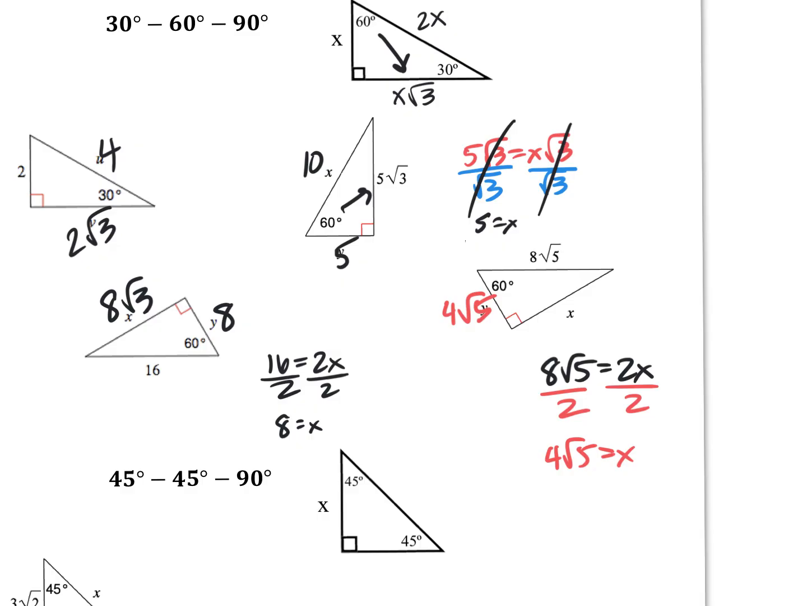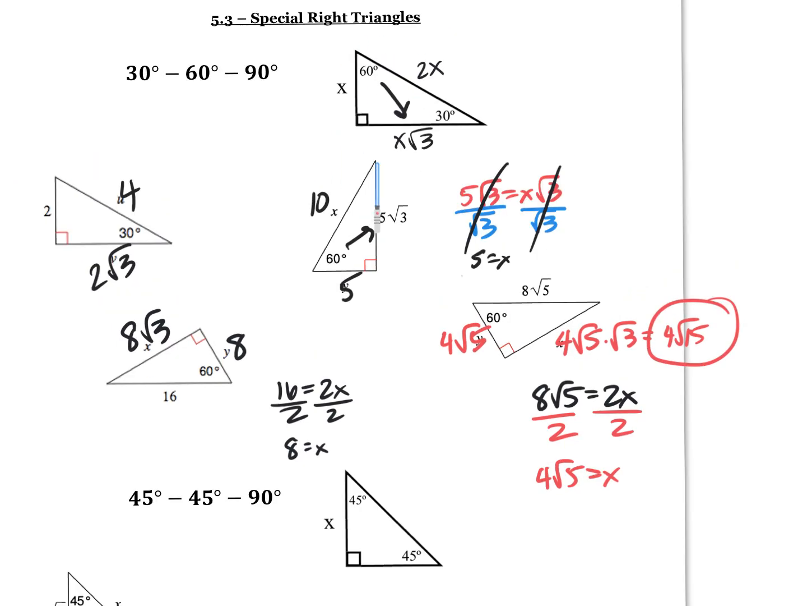To get my 60 leg, you always take that shortest leg and you multiply it by root 3. What's 4 root 5 times root 3 going to be? Anything under a root gets to be multiplied. What'd you get? 4 root 15. A little ugly, but it's fine. Who am I to say that's ugly? That is rude of me.